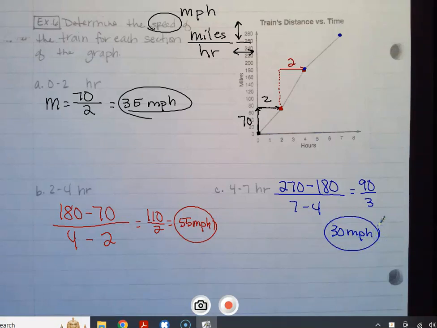So at this point, we could definitely determine when the train traveled the slowest. At what time did the train travel the slowest? From 4 to 7 hours. Okay. When did the train travel the fastest? From 2 to 4, from hours 2 to hour 4.